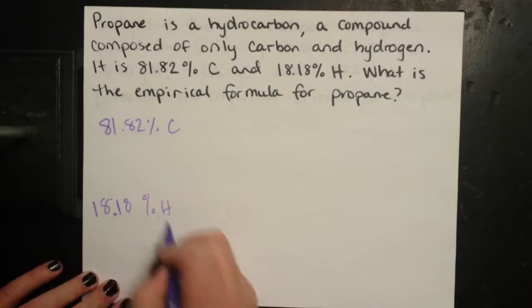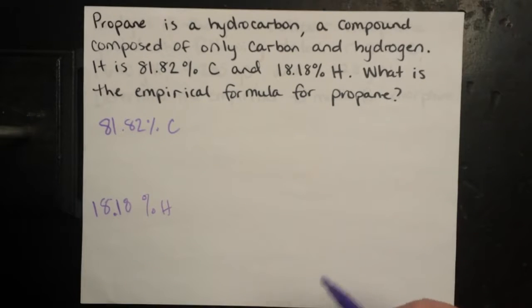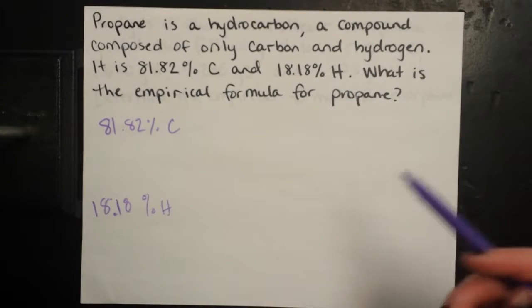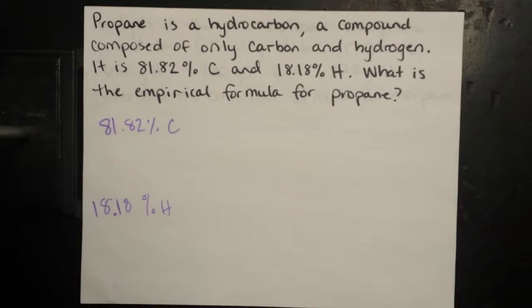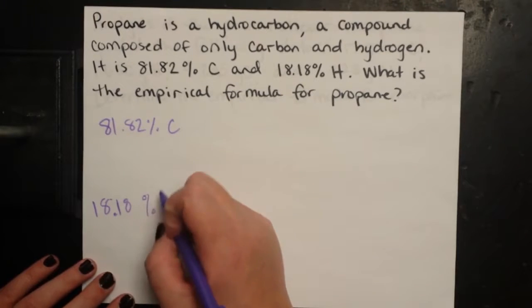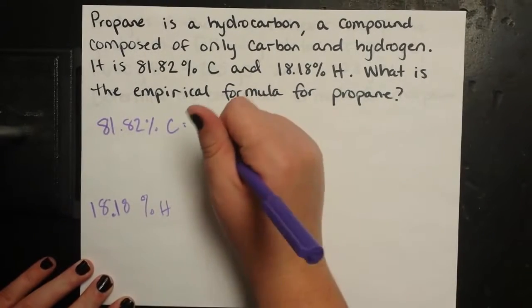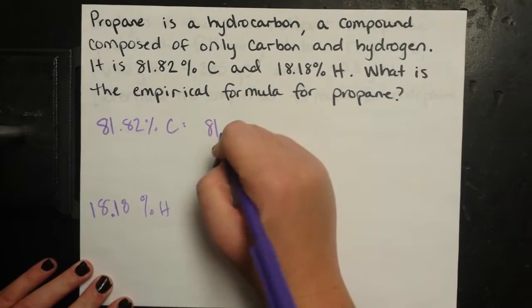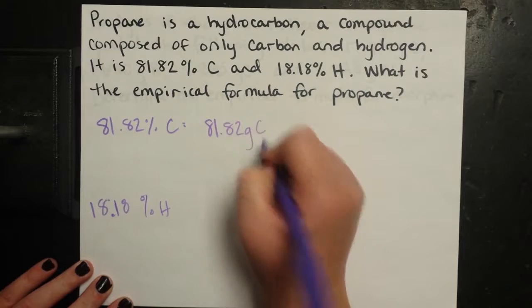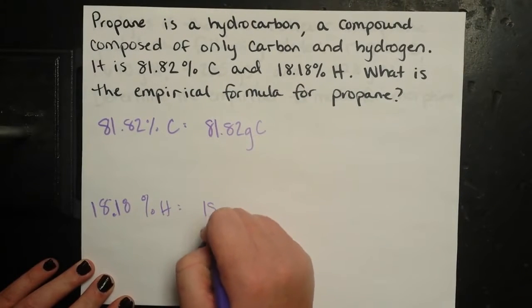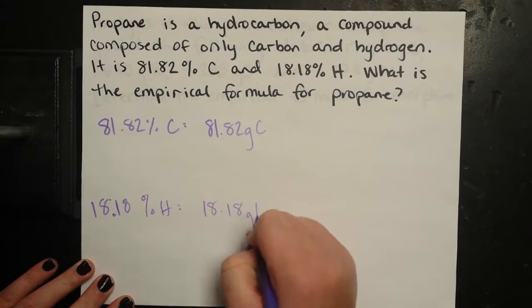18.18% hydrogen. Okay. Remember, since they don't give me a sample size, I can assume that my sample of propane is 100 grams, which is going to make these percentage signs just grams. So that makes it way simpler. So now 81.82 grams of carbon in my sample and 18.18 grams of hydrogen in my sample.